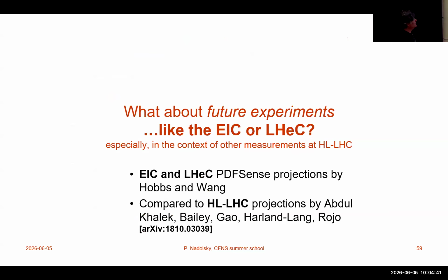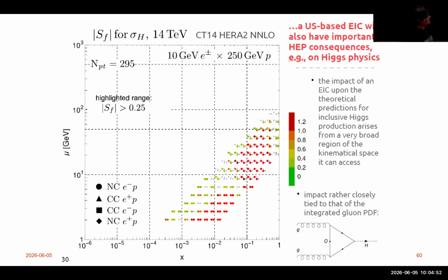Now you could ask, well, what about future experiments like the EIC or the LHeC? You can do the same kind of sensitivity comparisons for them. Here is an example. You could ask, what will the EIC constrain? Normally it's obvious it will constrain the quarks, especially the up quark and down quark. Maybe it will constrain u-bar and d-bar. But it also turns out it constrains the gluon.